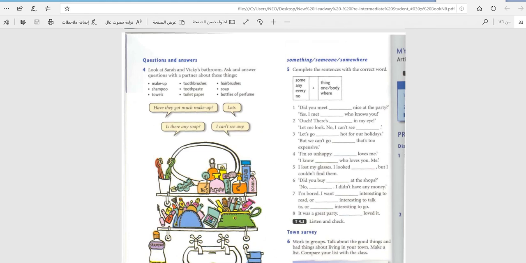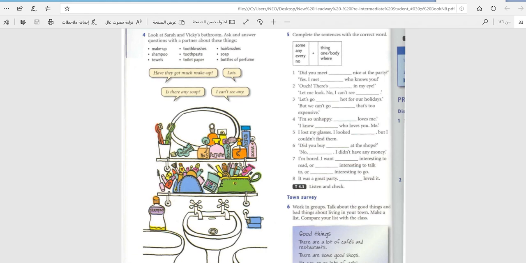I lost my glasses. I looked everywhere, but I couldn't find them. Did you buy anything at the shops? No, I didn't. I didn't have any money. I'm bored. I want something interesting to read, or someone to talk to, or somewhere interesting to go. It was a great party. Everyone loved it.